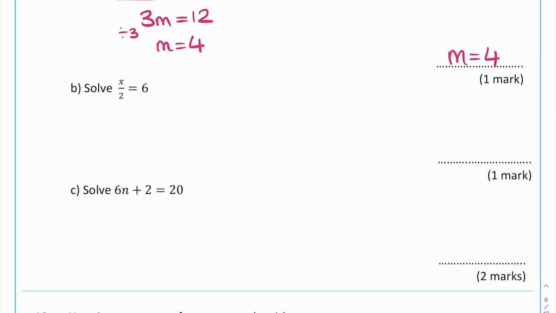For the next one, something divided by 2 is equal to 6. Or to reverse that, whenever you've got a divide in a fraction, the opposite is to times. So if we multiply both sides by 2, we get x is equal to 12. And that's quite a logical question anyway, because this number on the top here, you just have to think what divided by 2 equals 6. That is 12. So there we go, x is equal to 12.